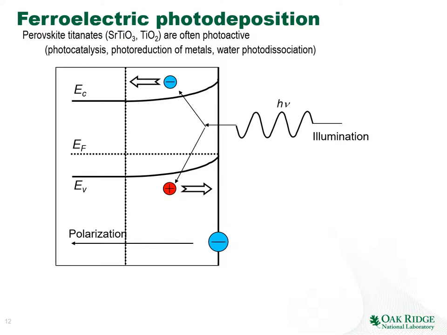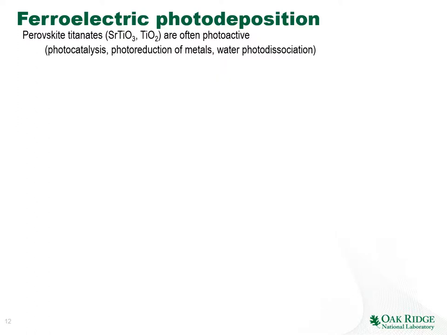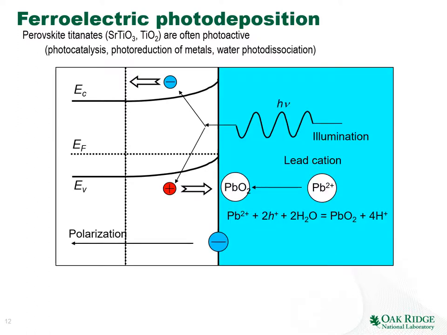At the same time, if we do the same type of experiment with the polarization going downward, in this case, the electron will go inside the material and the hole will go to the surface. So we are no longer going to have reduction in this case. However, we can have an oxidation.